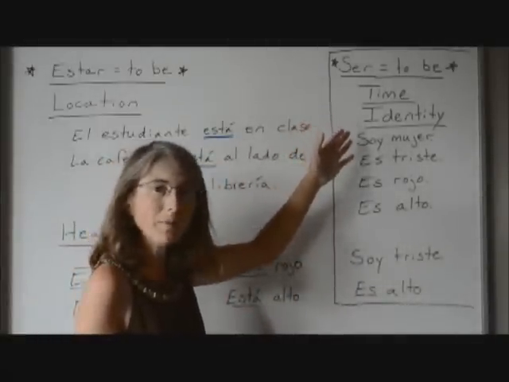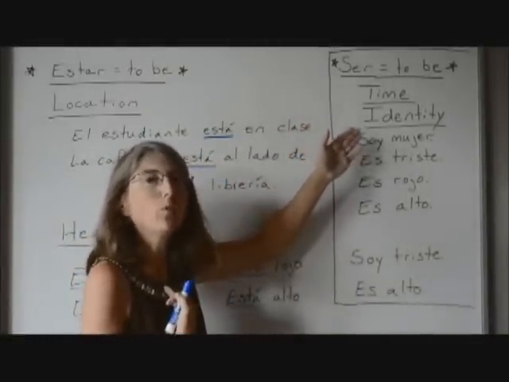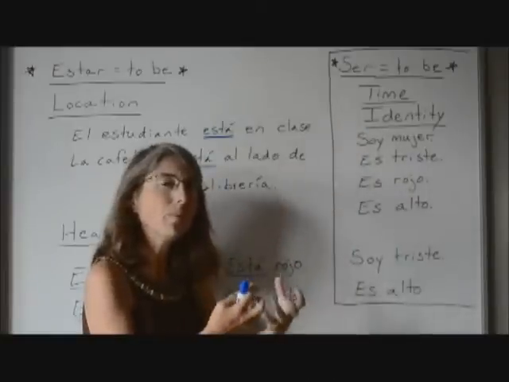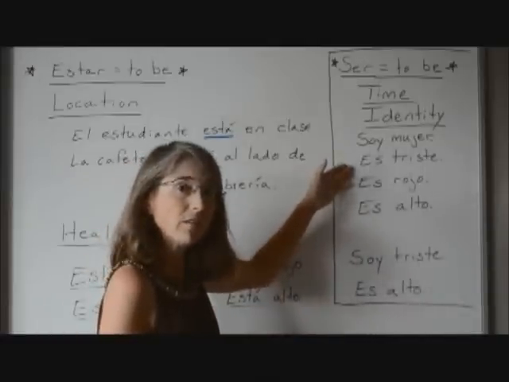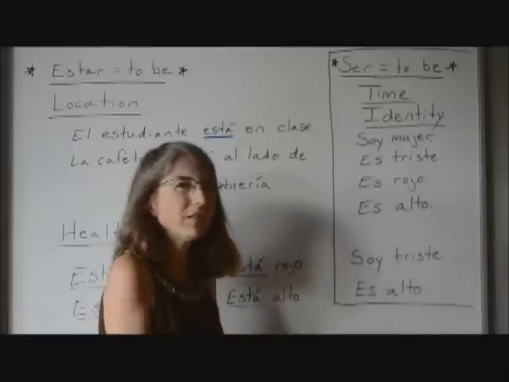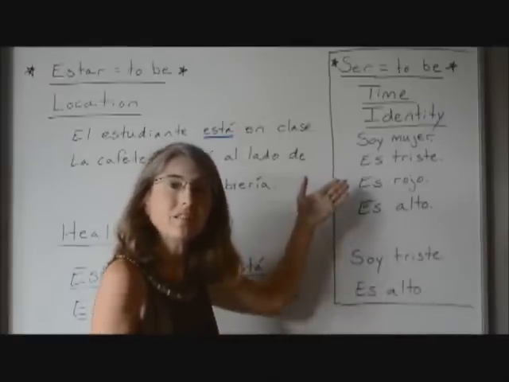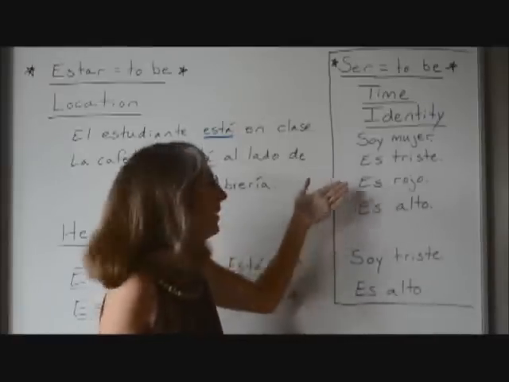Ser is used to talk about time and identity. Something like soy mujer, I am a woman. That's something permanent. It's part of my identity. Es triste, something that is sad, like a tragedy. Okay, es triste, it's permanent.